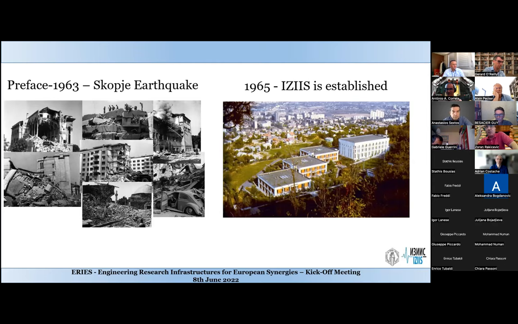In 1965, the EUROSEISTEST was established under the auspices of UNDP, UNESCO, and with the help of the United Nations and other institutions from Japan and the United States. Since 1980, these are the premises where the EUROSEISTEST is now settled.